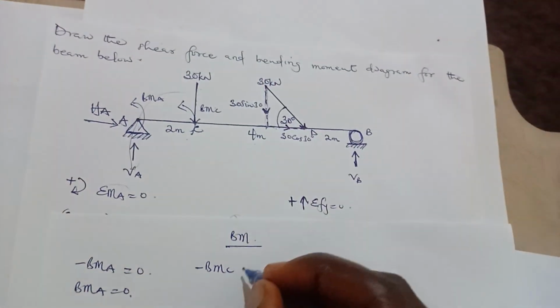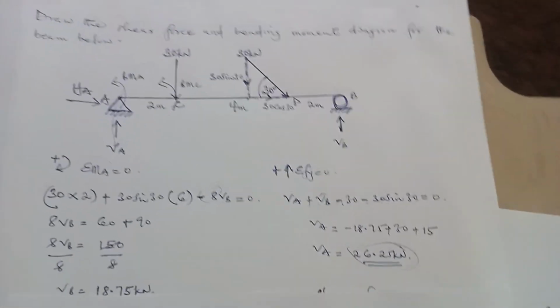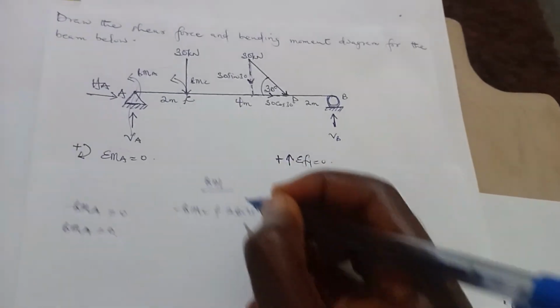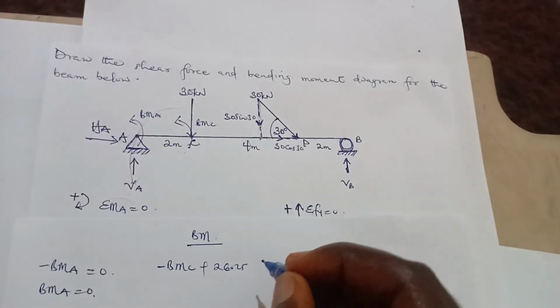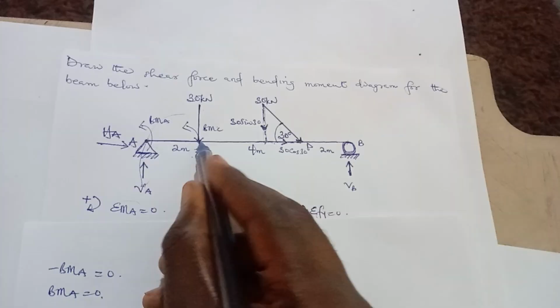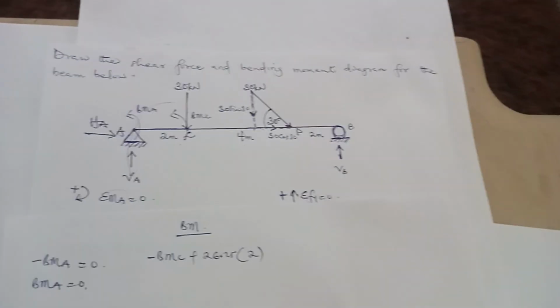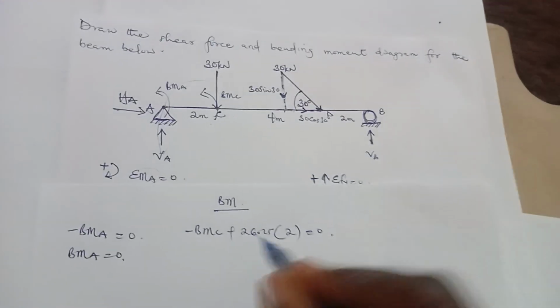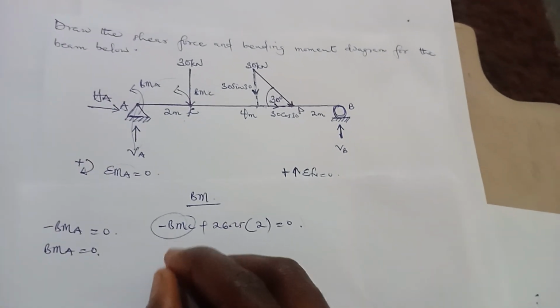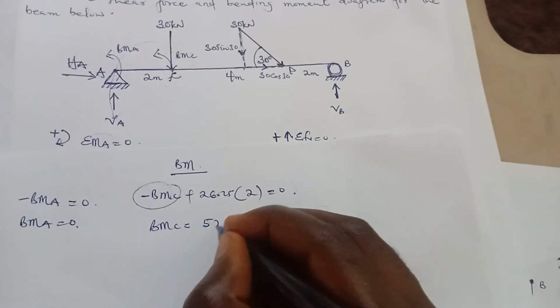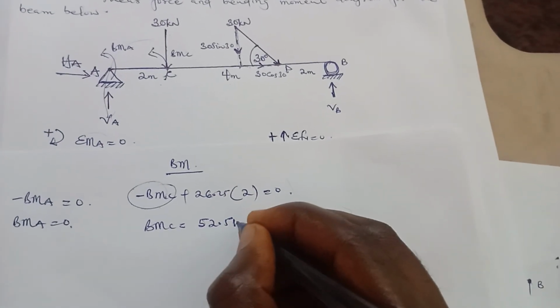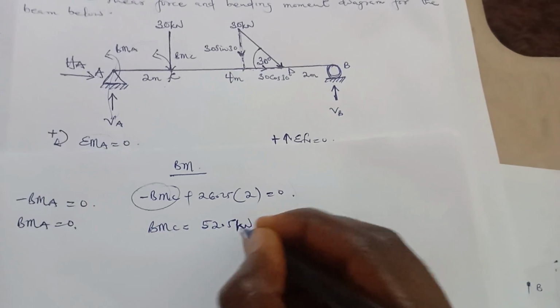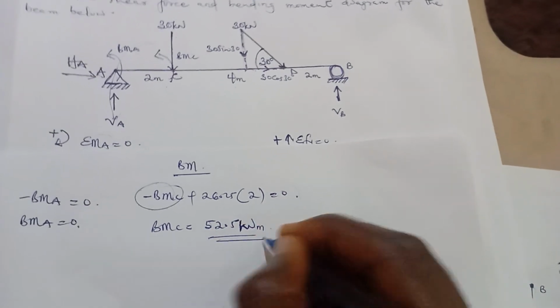VA equals clockwise, so plus VA is 26.25. So 26.25 multiplying the perpendicular distance, which is 2. So these are the only forces that cause moment. Is equal to 0. We send BMC here. So to become positive, BMC will be equal to 52.5 kilonewton meter. That's the bending moment at C.